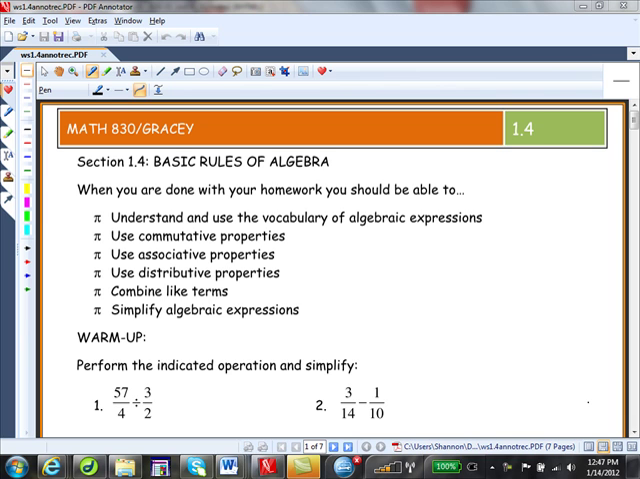We are now on section 1.4 from the Blitzer book with introductory and intermediate algebra, and we're covering the basic rules of algebra. So our goals for this section are to understand and use the vocabulary of algebraic expressions, use commutative properties, associative properties, distributive properties, combine like terms, and to simplify algebraic expressions.